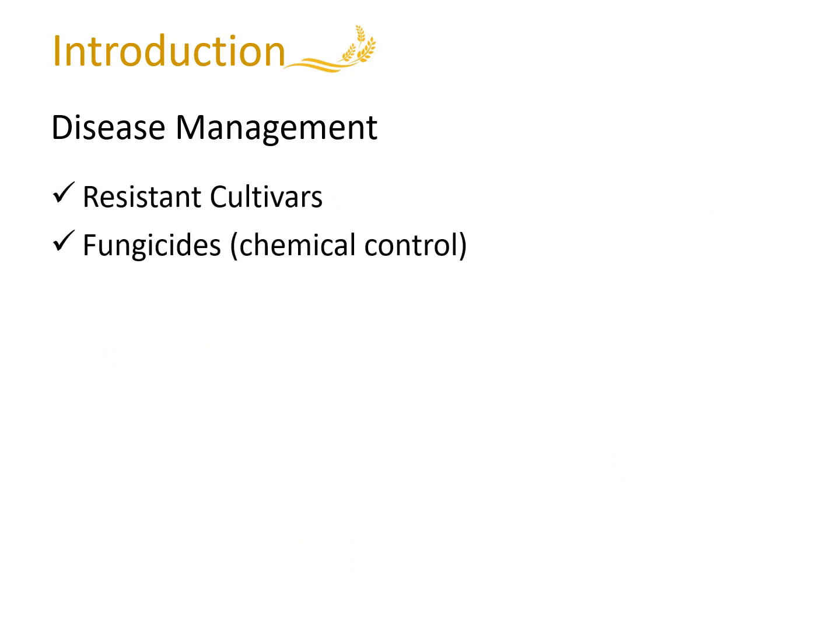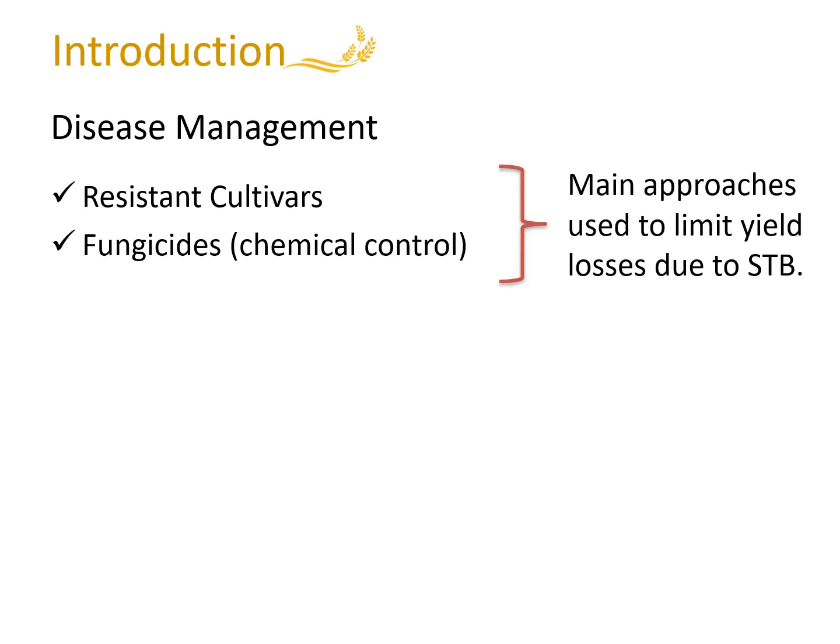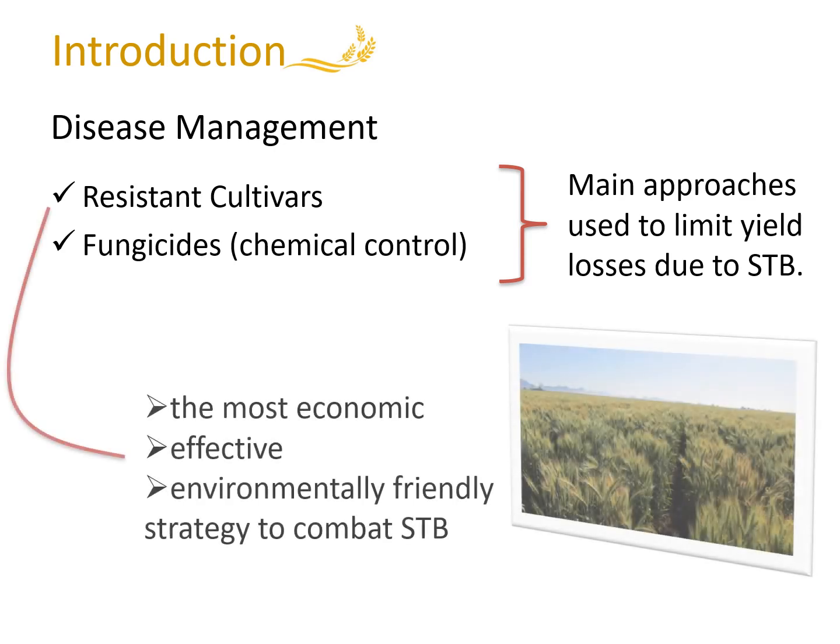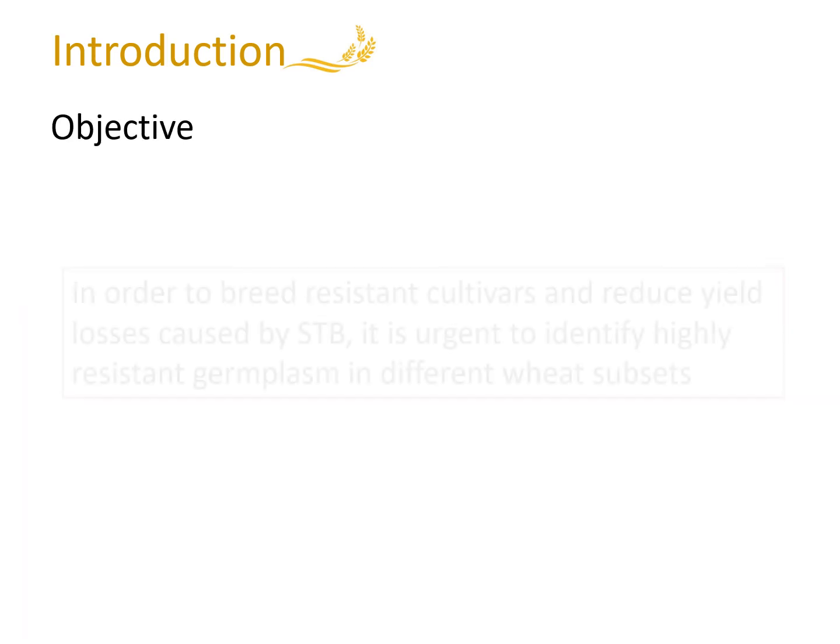Host plant resistance and the use of fungicides are two of the main approaches used to limit yield losses due to Septoria tritici blotch. However, the use of fungicides is not environmentally friendly, and their effectiveness has been constrained due to the evolution of insensitivity in pathogen populations. Thus, breeding for disease resistance remains the most economic, effective, and environmentally friendly strategy to combat Septoria tritici blotch.